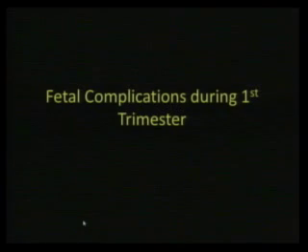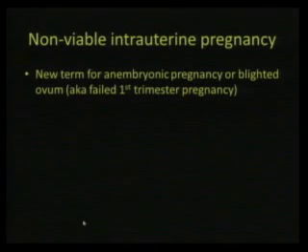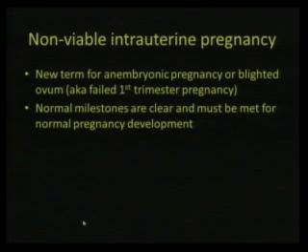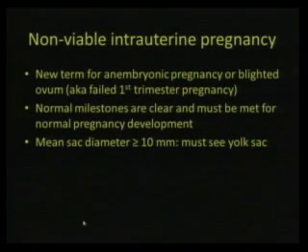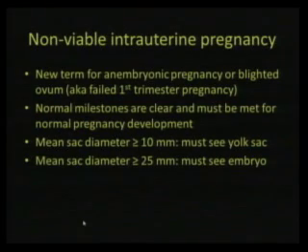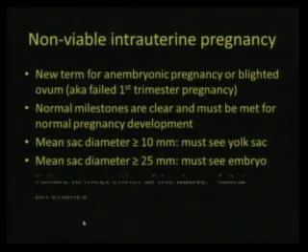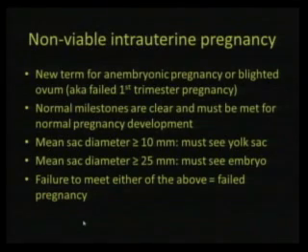All right, so a little bit about some fetal complications during the first trimester. Non-viable intrauterine pregnancy. This is a new term that just started being used a few years back. Basically, it's the new term for the anembryonic pregnancy or blighted ovum. It's an older term you may see in some of the books, but it's basically a failed first trimester pregnancy. Again, those normal milestones are clear and must be met for normal pregnancy development. When the mean sac diameter is greater than or equal to 10 millimeters, you've got to see the yolk sac. When the mean sac diameter hits 25 millimeters, you've got to see the embryo. Failure to meet any of the above basically equals a failed pregnancy.